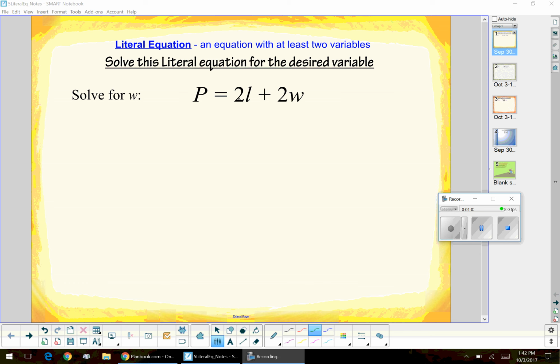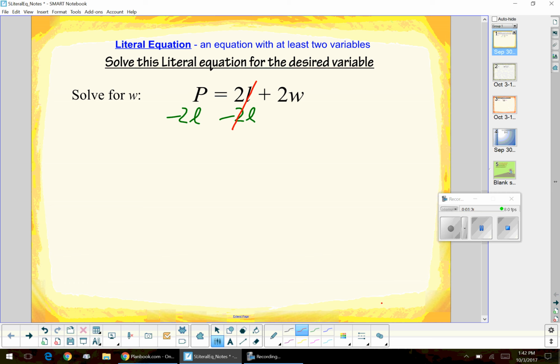It's tempting to maybe divide by 2, but if I do that, I've got to divide everything by 2. And I don't want to do that. It's going to get a little messy, and it's going to leave the L there. I want the 2L to both go away. It's a positive 2L right now, so I know that if I subtract 2L, it'll get rid of it. And anything I do on one side, I have to do on the other side to keep the equation balanced. So the 2L is going to cancel out. 2L minus 2L is 0.